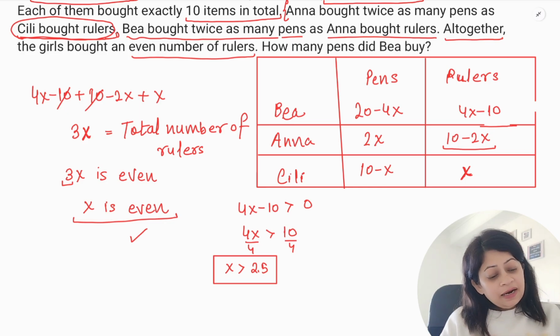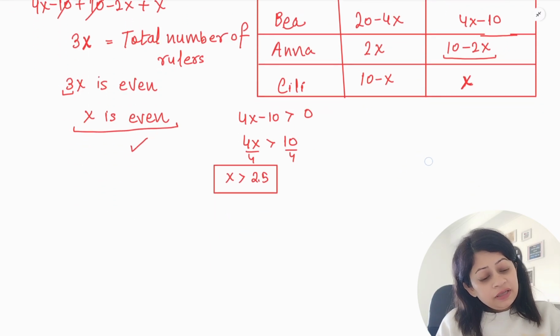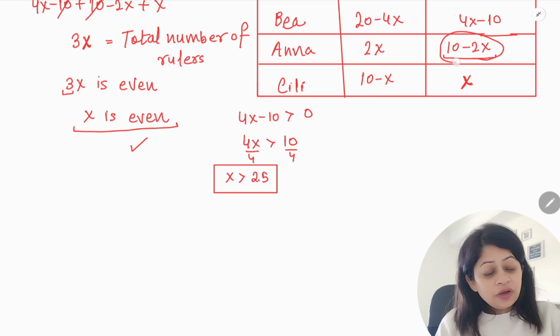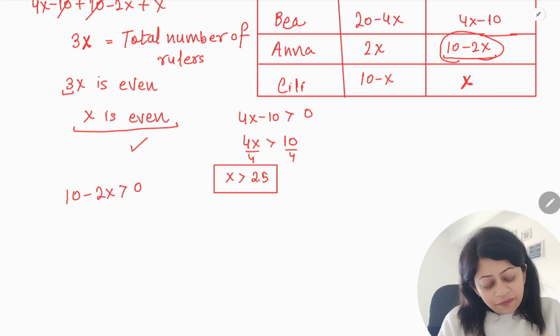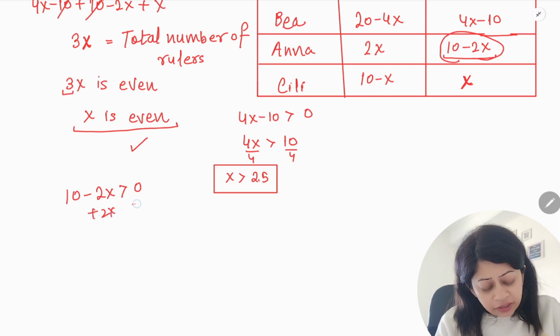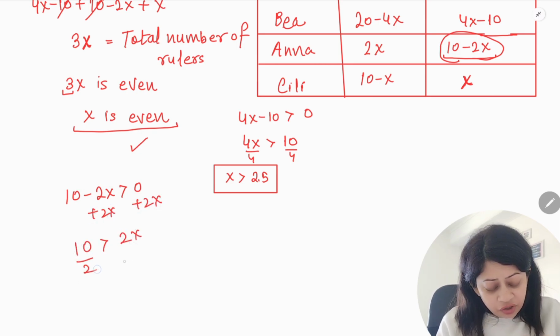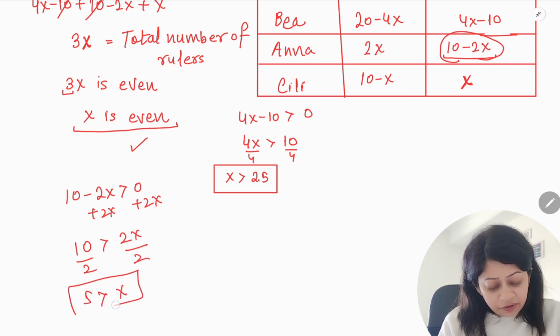Okay, another thing we have here, this 10 minus 2x. This is also positive. Whatever we are getting here is positive. This is also greater than 0. So if I add 2x on both sides, I will get 10 is greater than 2x. And if I divide by 2 on both sides, I get x is less than 5.